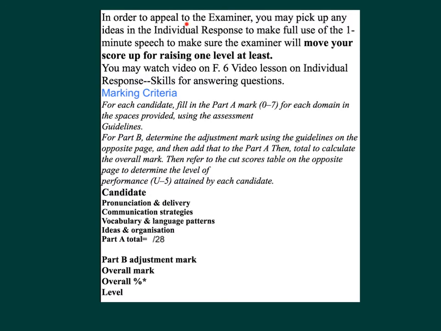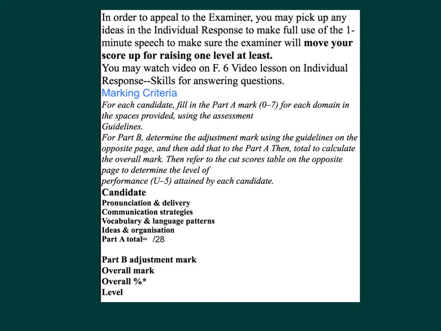In order to appeal to the examiner, you may pick up any ideas in the individual response to make full use of the 1-minute speech, to make sure the examiner moves your score up for raising one level at least. You may watch the Form 6 video lesson on individual response, skills for answering questions.